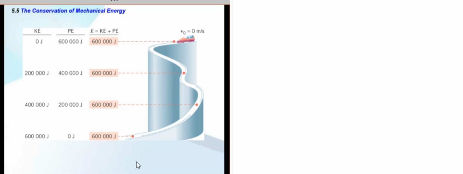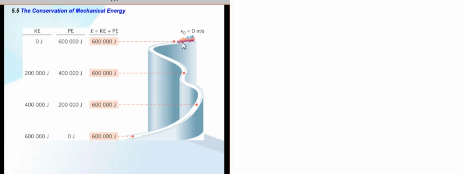If we look at this figure, for example, this slide going downward, at the maximum height its kinetic energy is 0 joules, but it has maximum potential energy, which in this illustration is 600,000 joules. If we add the kinetic energy plus potential energy, the total mechanical energy is 600,000 joules. Along the path going downward, the total mechanical energy should always be equal to 600,000 joules. That is the principle of conservation of mechanical energy.